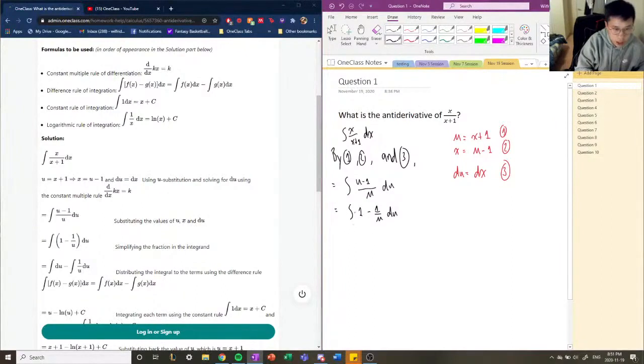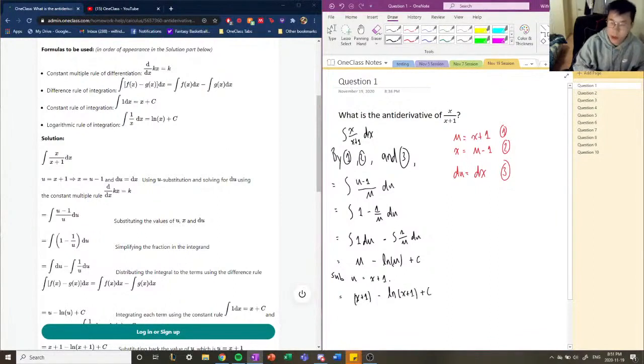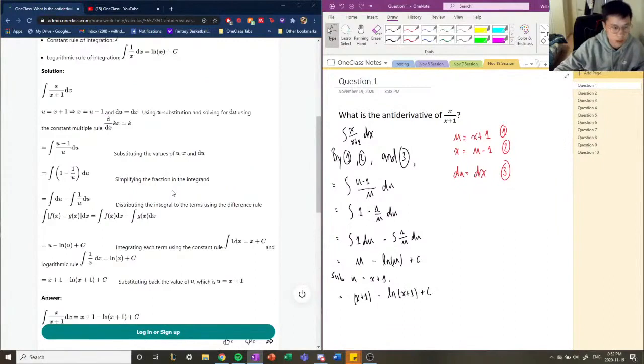We use the difference rule of integration to separate this integral into the integral of 1 du minus the integral of 1 over u du. Okay, and we know that using the constant rule of integration this just equals u, and this just equals ln, so minus ln of u. We can't forget our constant here. And we're just going to sub back u in, so sub u equals x plus 1. And we get x plus 1 minus ln of x plus 1 plus c. So that's our indefinite integral of x over x plus 1.